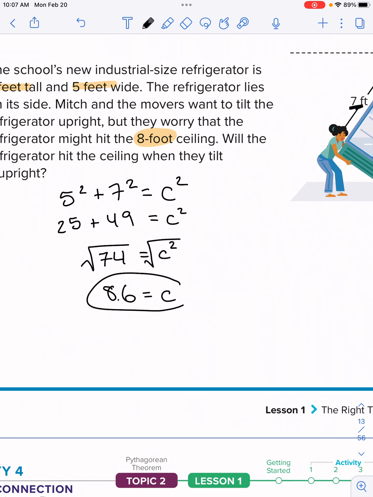So this is 8. If we were to tilt this, it would be 8.6 feet tall. So looking at our question here, will it hit the ceiling? Well, the ceiling is only 8 feet. So because it's only 8 feet tall, the fridge will hit the ceiling.